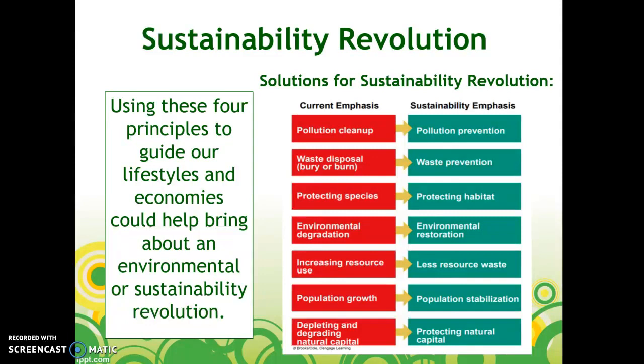So, for example, right now we worry about waste disposal. We bury it in landfills or we burn it. And a sustainability emphasis would be, instead of producing the pollution or the waste in the first place, we prevent its production to begin with.